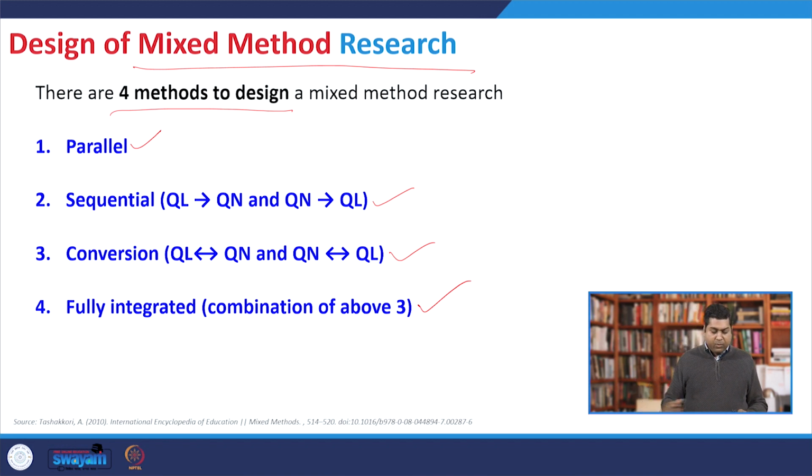Now for the third one, the conversion, we can convert the qualitative findings to a quantitative way, or maybe quantitative findings to the qualitative way, and then we can try to integrate the result. And then the fourth one is full integration. So we'll discuss one by one now.